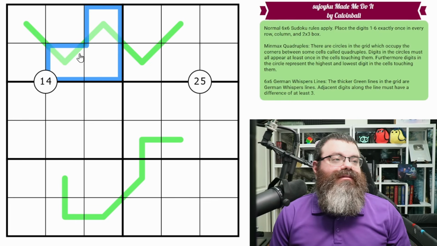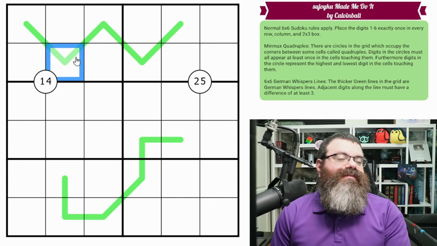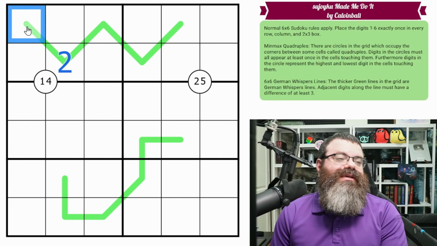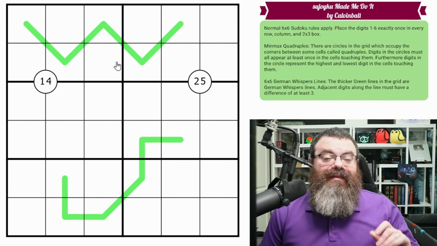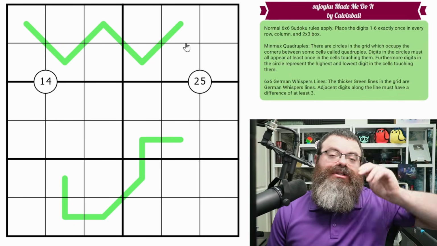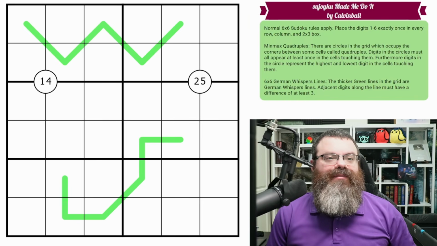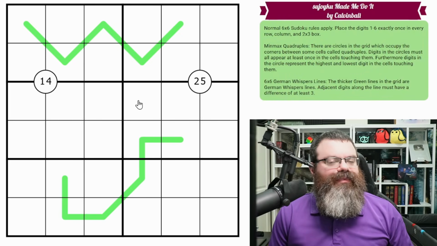And that's true of every pair of adjacent digits. So if there was a 2 here, both of these need to be at least 3 away from 2. So like a 5 here and a 6 here would do it. All right, and that's it. Those are the rules. There's a link in the description if you'd like to try the puzzle yourself. And I'm going to get started right now.